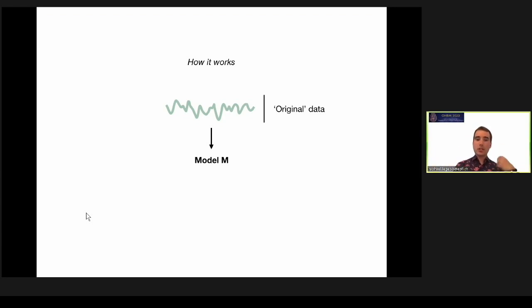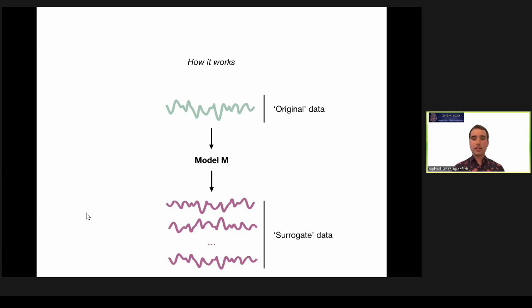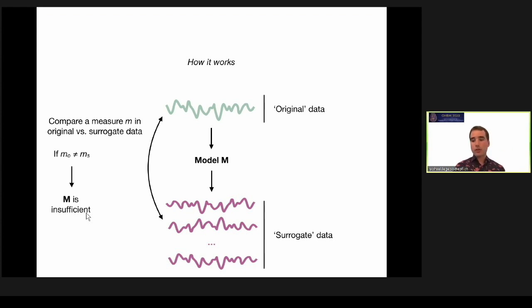Using this model, we can generate what we call surrogate data. And then we will define a metric called small m, that we can compute in the original and the surrogate data. And then by statistically comparing the values of m in the original and the surrogate data, we can have some conclusions about validity of model M.